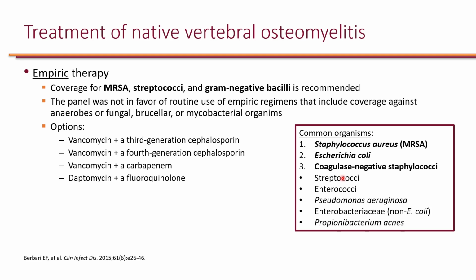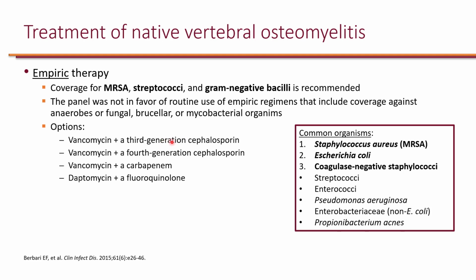Now, the options that they did recommend include vancomycin plus a third generation cephalosporin. So the vancomycin will cover MRSA as well as streptococci, and then a third generation cephalosporin such as ceftriaxone will take care of the gram-negative bacilli as well as streptococci. Now, if your third generation cephalosporin is ceftazidime, for example, then it covers pseudomonas, whereas ceftriaxone does not. So in general, if the patient does not have risk factor for pseudomonas, it's not really necessary to cover it.